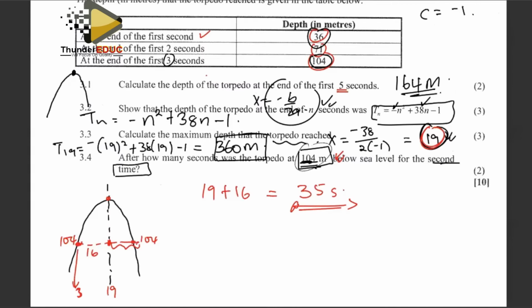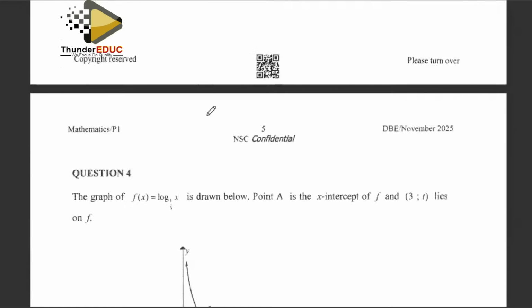Alternatively, you can substitute into this equation and say negative n squared plus 38n minus 1 should give us 104. Collect the like terms, you're going to get negative n squared plus 38n minus 105 is equal to 0. When you solve this, you're going to get your n as 3 or n as 35, whichever way. All right, so that is question 3.